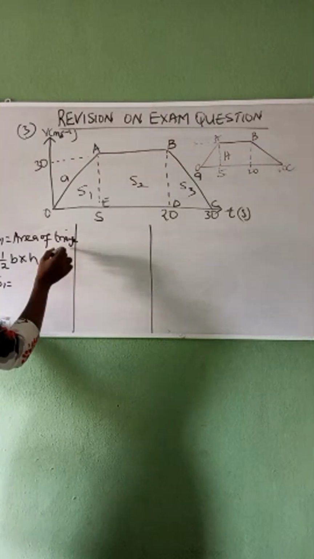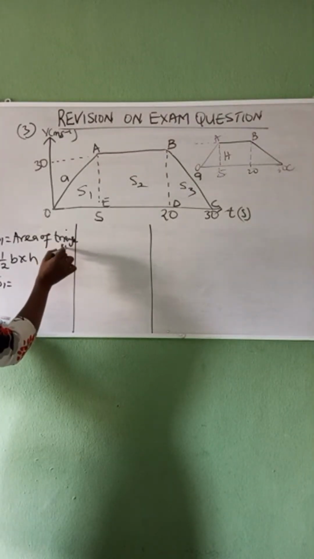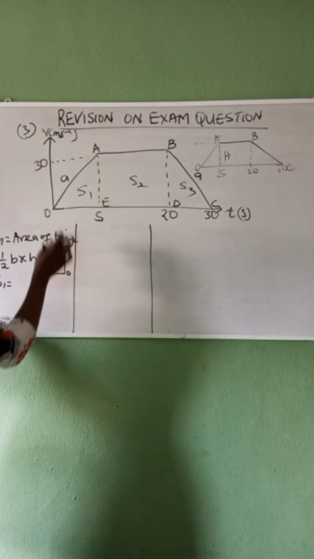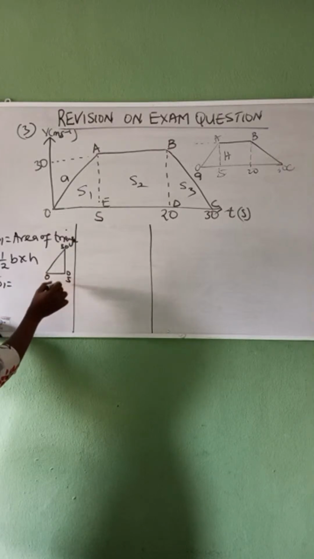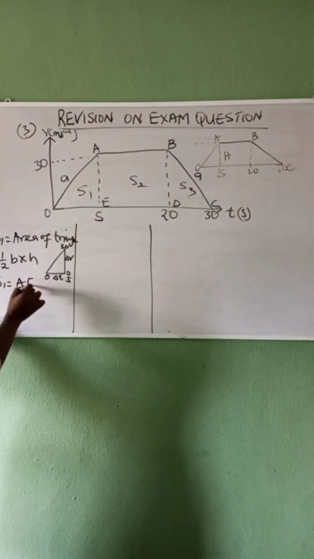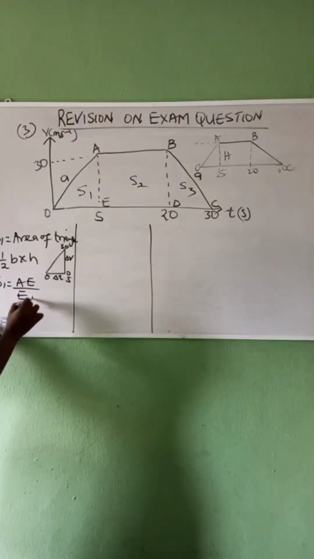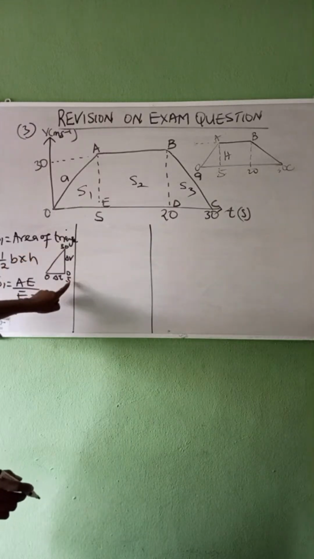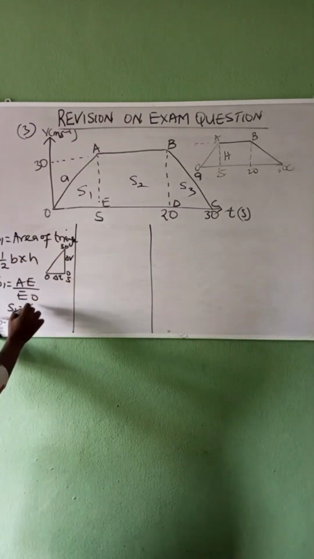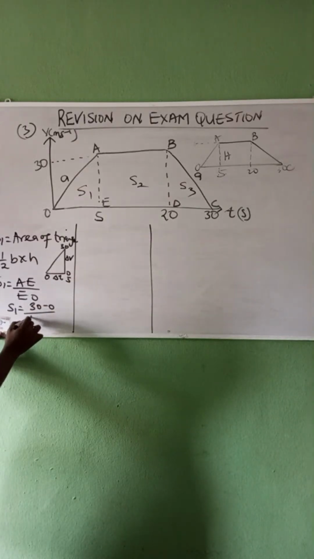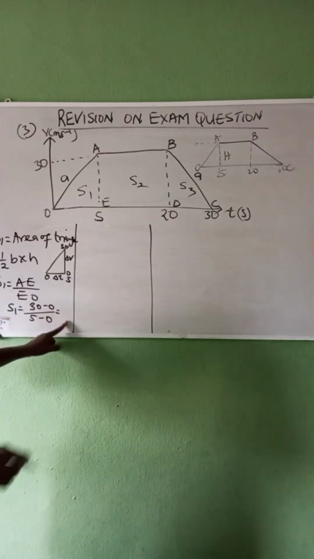Okay? Now this is 30 and 0. Then also have, for the vertical, we also have 0 and 5. Change in V over change in T, right? Now I can say this is AE over EO. So what's my AE? 30 minus 0. Over EO is what? 5 minus 0. Right?